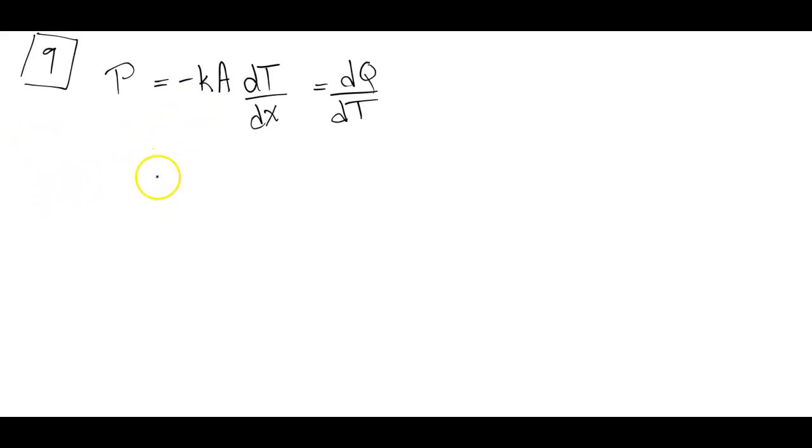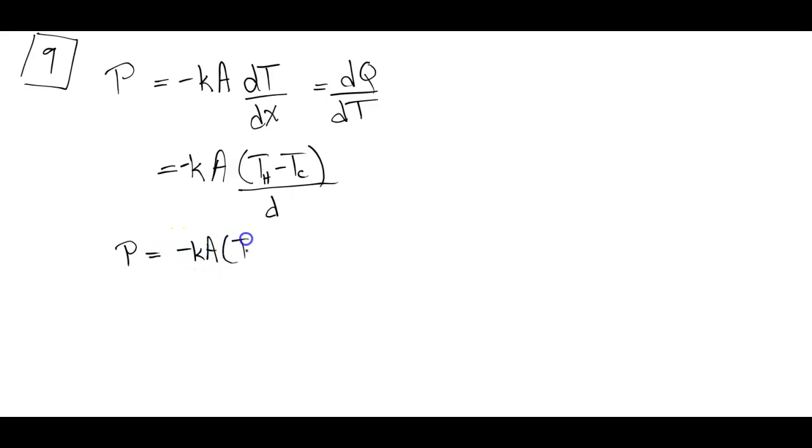So if we use this formula, we can say that the power is k A dT, where dT is going to be T hot minus T cold. I forgot the minus. Over dx, which is just some distance, let's call it d, between the hot and cold surface. So now we can say that P equals minus kA (Th minus Tc) over d.